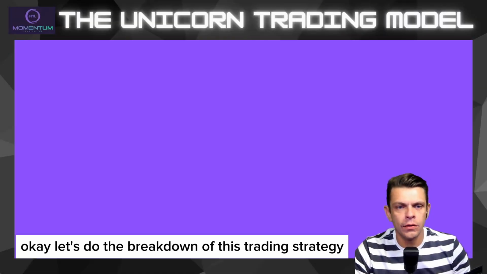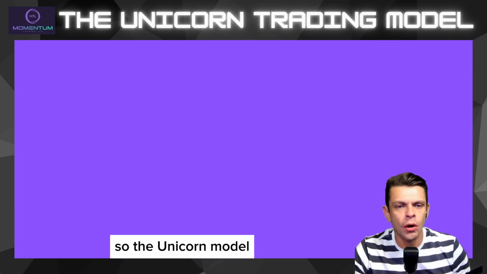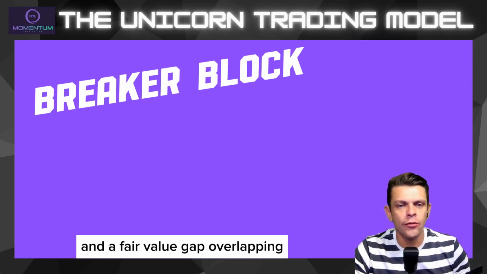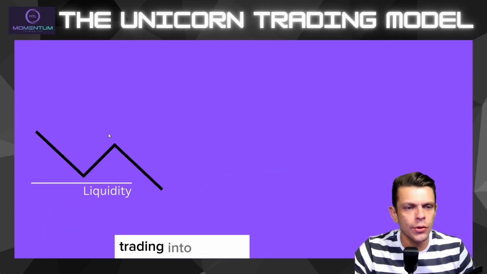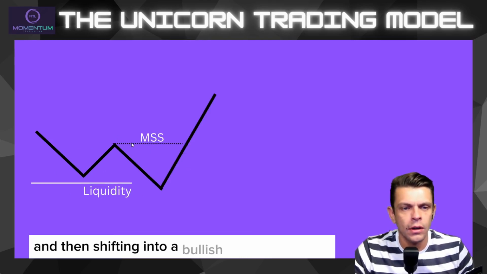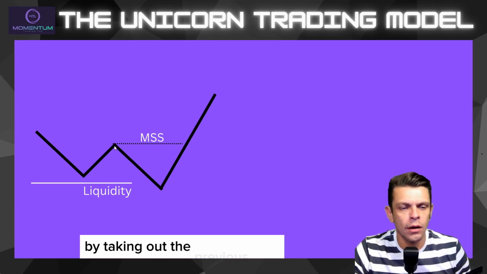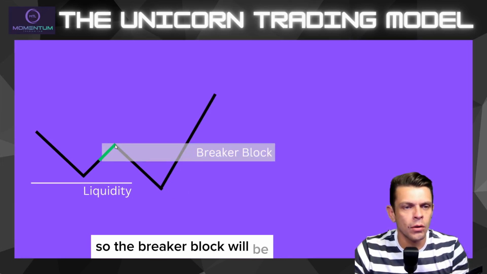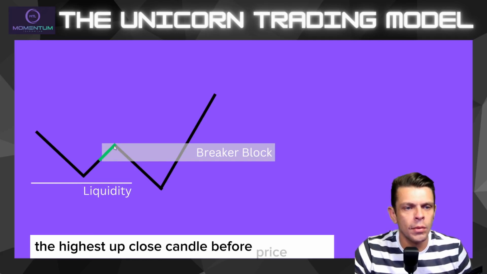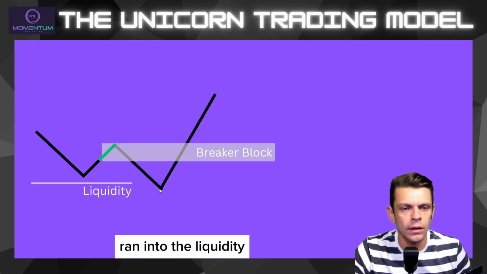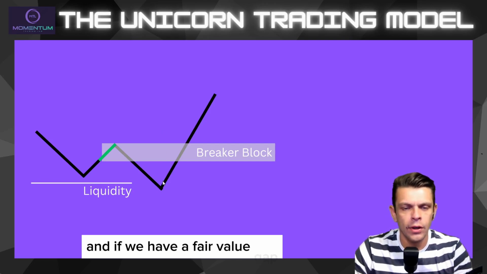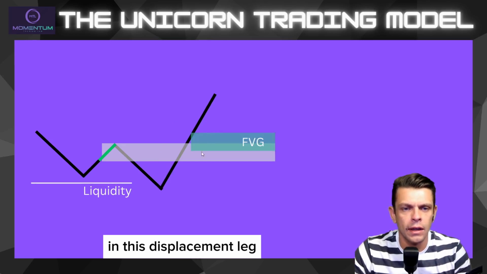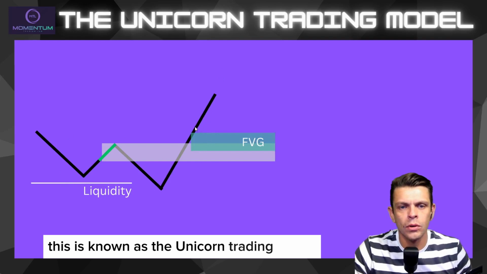Okay, let's do the breakdown of this trading strategy. The unicorn model is whenever you have a breaker block and a fair value gap overlapping. A breaker block is when we have price action trading into liquidity, taking out an old low, and then shifting into a bullish market structure by taking out the previous high. The breaker block will be the highest up close candle before price action ran into the liquidity and then shifted into a bullish market structure. And if we have a fair value gap in this displacement leg, this is known as the unicorn trading model.